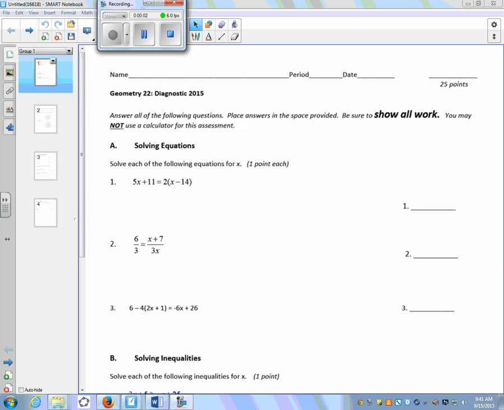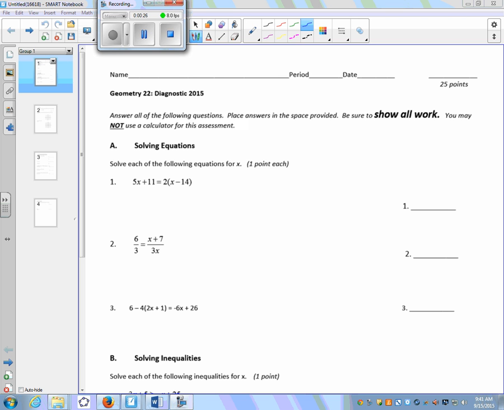Hi, this is Mrs. Myers, and I am going to go through the problems from the diagnostic test to explain how they are to be done and to show all the work. To help anybody who might still have questions, feel free to fast forward through to find the problems that you want to listen to. Okay, so part A is solving equations.